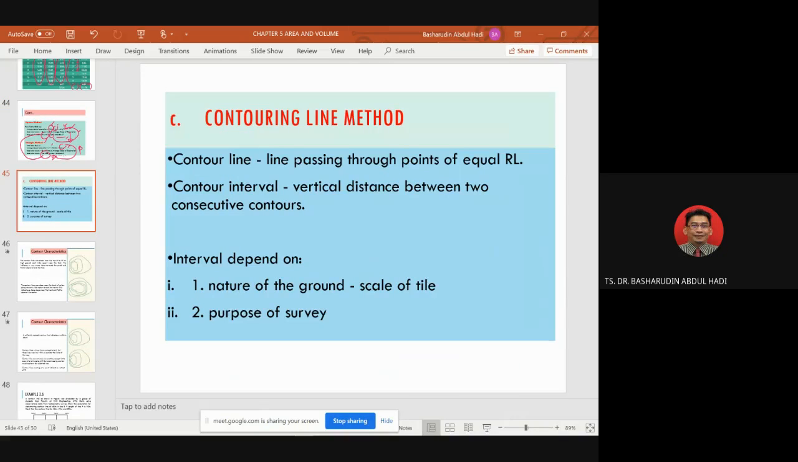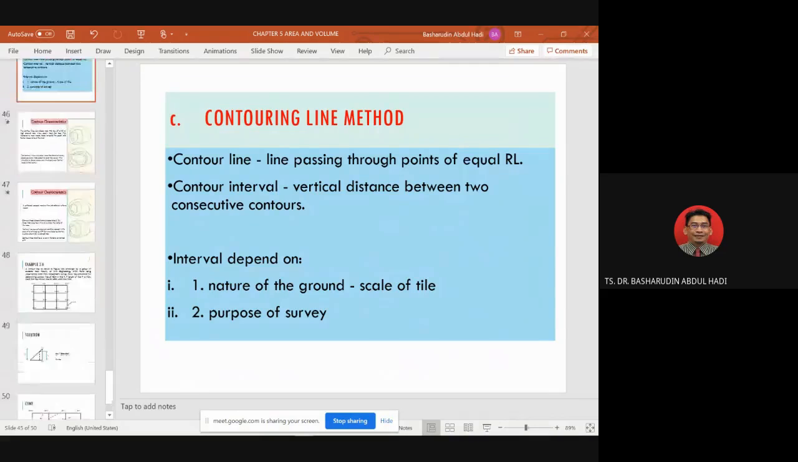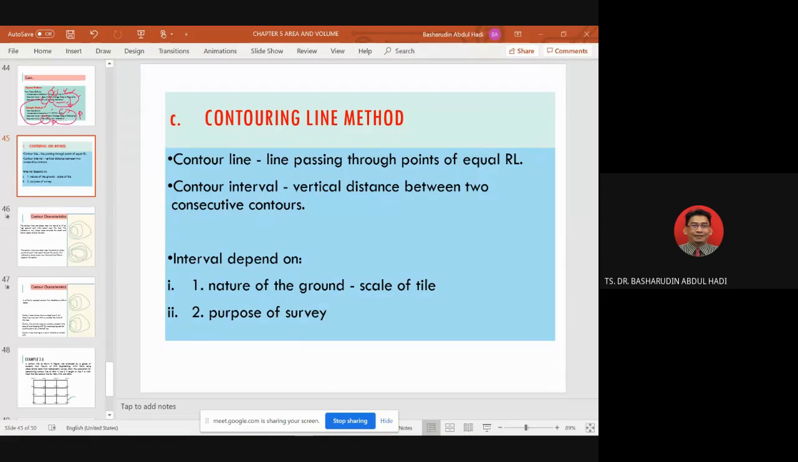Okay, we go to the contouring line method. We have another 5 slides and then we finish. That's good. Contouring line method. A contour line passes through points of equal level, for example like this.